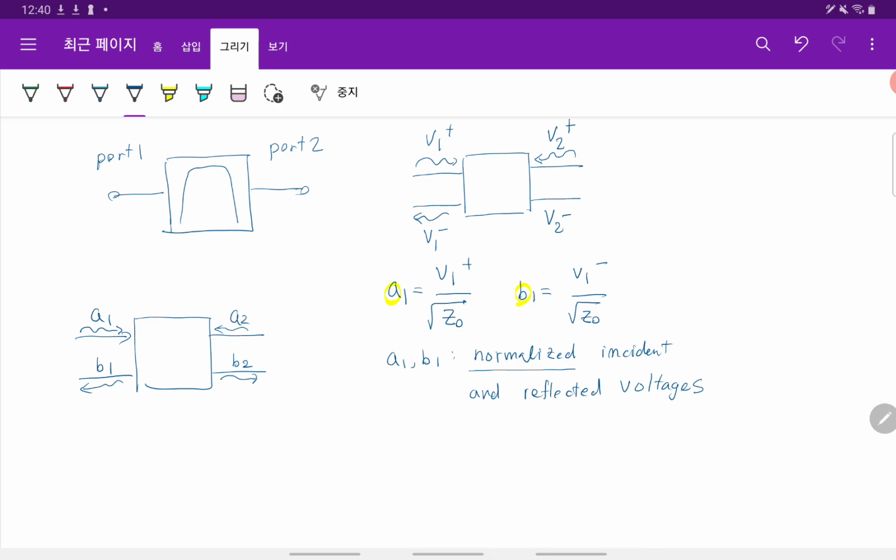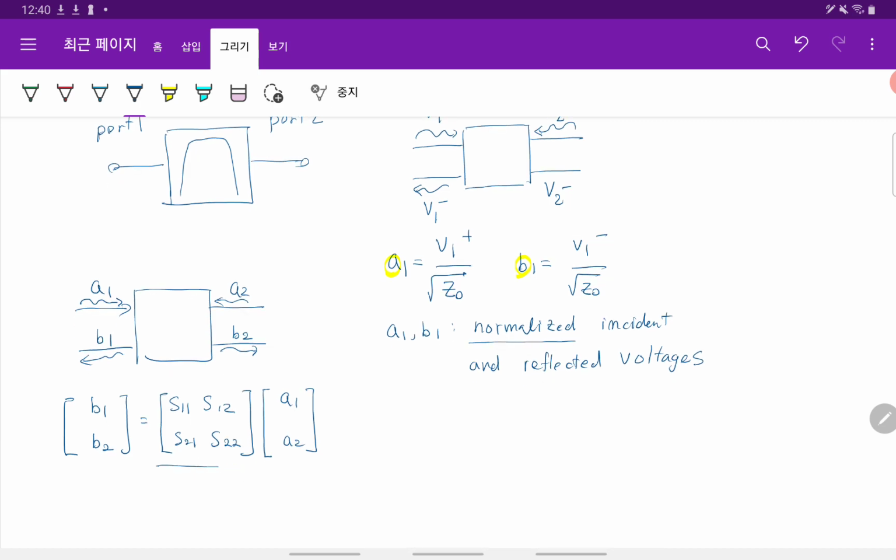So the S parameter can be defined like this. This is the reflected wave, and then we have a matrix between this and the incident voltage. We call the entries S11, S12, S21, S22. This is the scattering matrix, or you can say scattering parameters. Just do the matrix calculation: B1 is S11 A1 plus S12 A2, and B2 is S21 A1 plus S22 A2, right?